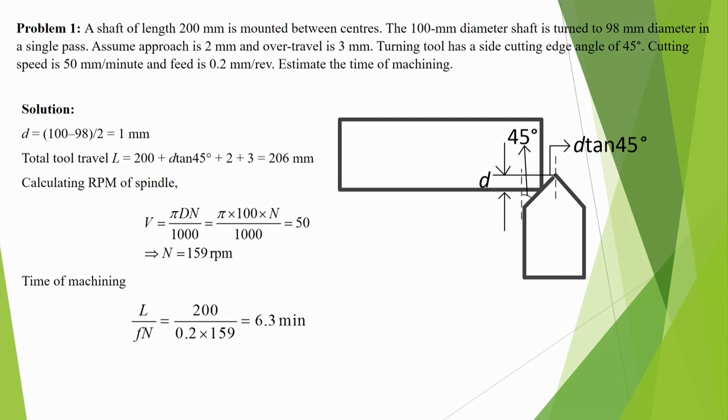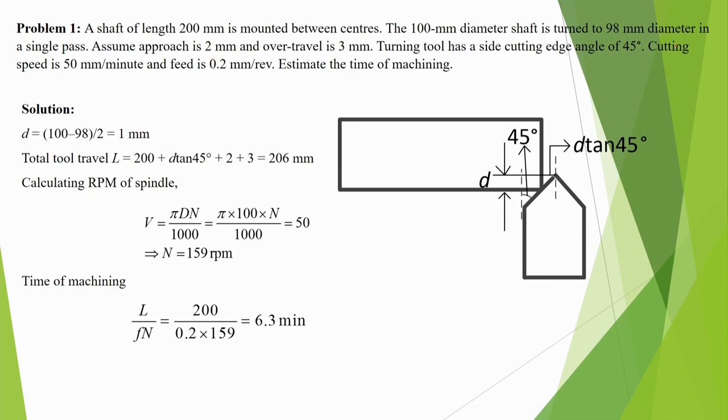These are somewhat realistic data I have given. How will it be solved? Suppose the cutting is taking place in one pass. So, the shaft has 100 mm diameter and we have to turn it down to 98 mm.